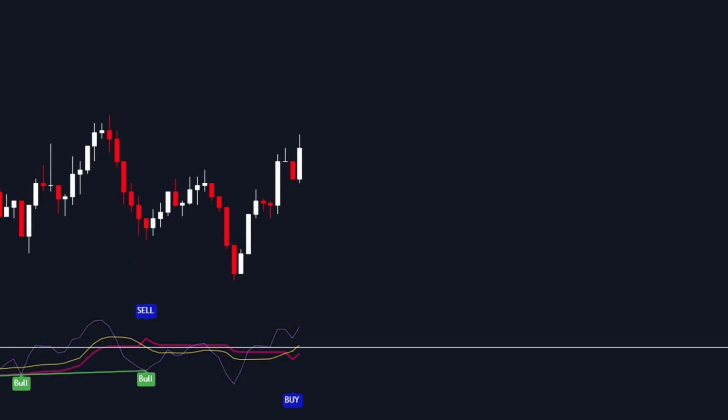Now let's put it to the test. But before we do, let's establish a couple of conditions to ensure accuracy. For buy signals, RSI should be above the center line, indicating an uptrend.